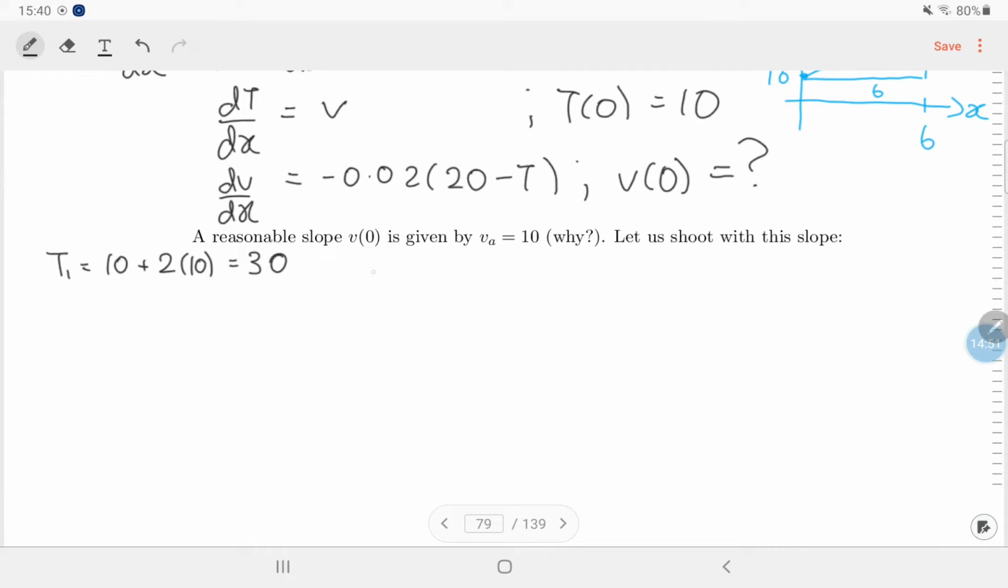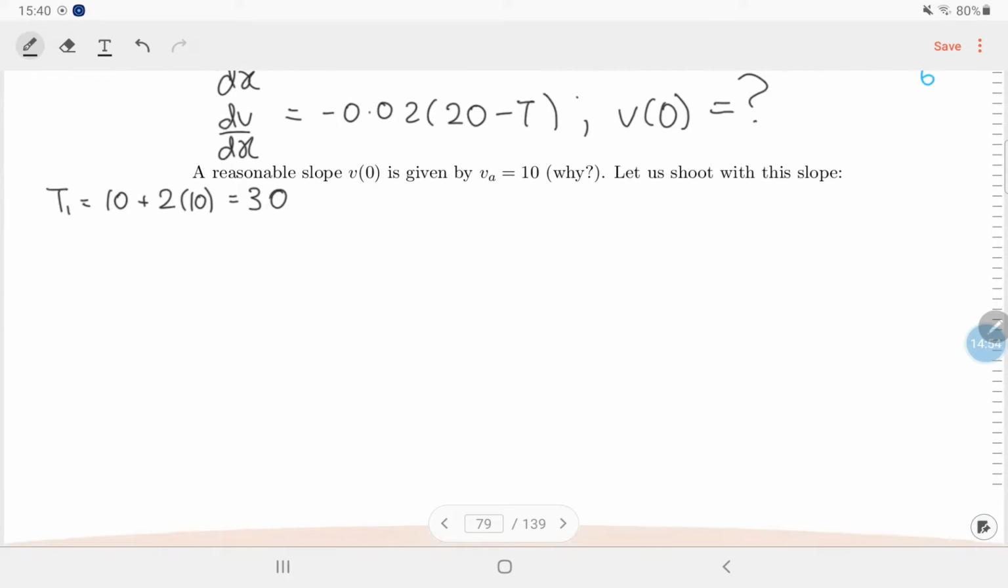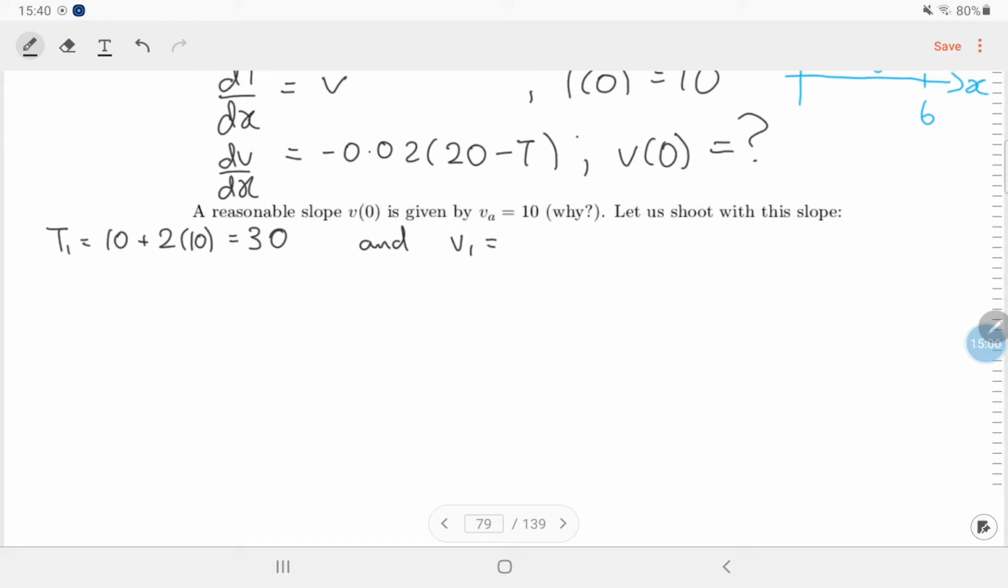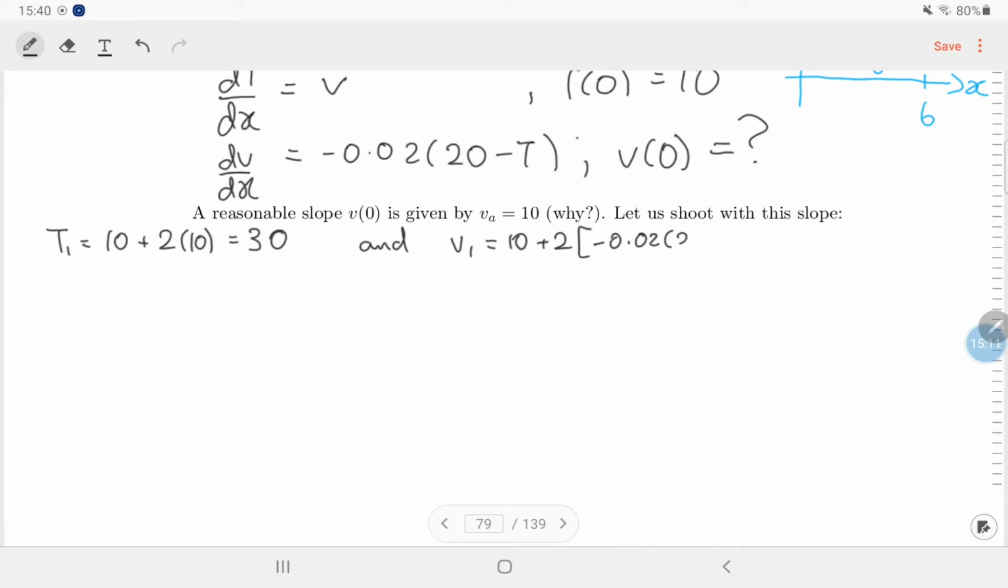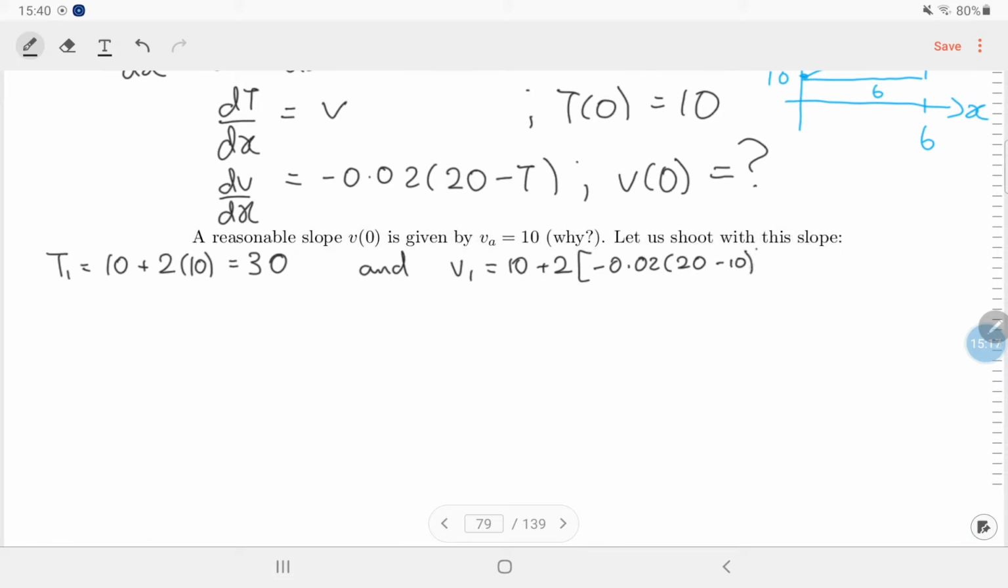The slope at the next point, v1, is the previous slope, which we're guessing to be 10, plus the step size 2 times the previous derivative of v. So the derivative of v there is minus 0.02 times (20 minus the previous temperature). Now you don't use 30, use the previous temperature, which is 10. And I'm assuming at this stage we know Euler's method quite well. So let's do this: 10 plus 2 times minus 0.02 times 10. And I get 9.6.